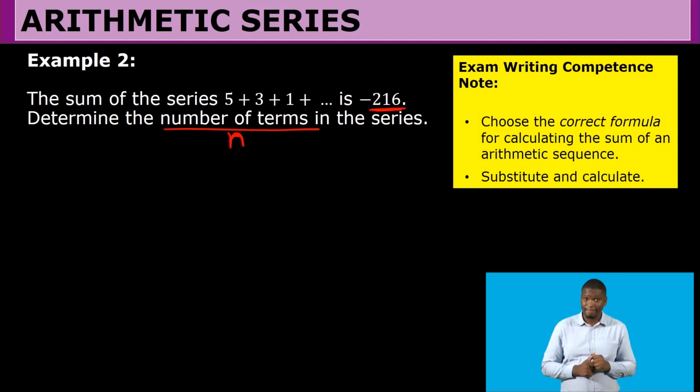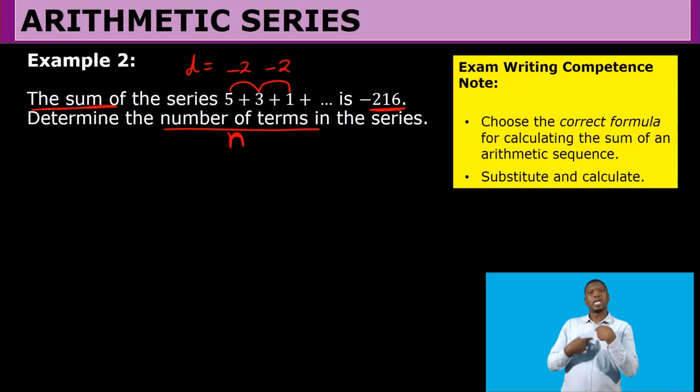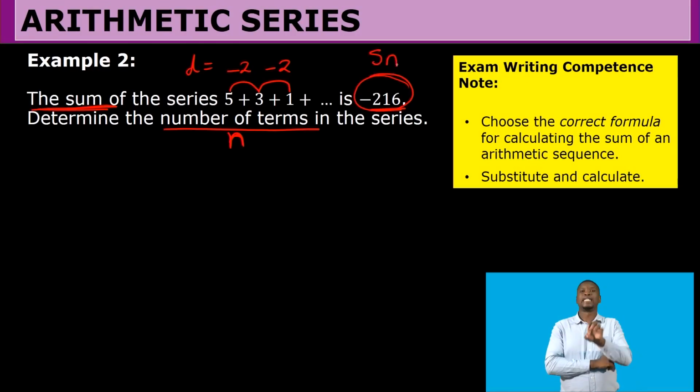But before we can do that, we need to find what kind of series this is. And we can see that from 5 to 3, we subtracted 2. But again, from 3 to 1, we subtracted 2. As we can see, that is a common difference, which means we need to choose a formula that has a common difference in it. Now, how do we choose whether we use Tn or Sn? Well, if we look at the information, we have been given the sum of this series. So we are being told that negative 216 is Sn. It is the sum of these terms. So that's the one that we are going to use.